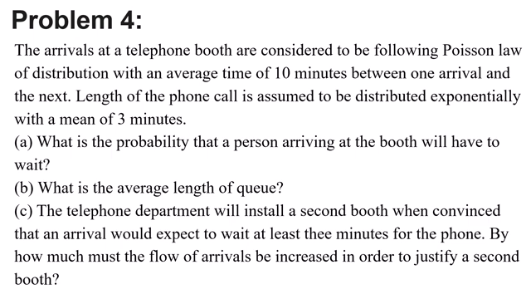Arrivals at a telephone booth are considered to follow Poisson's law of distribution, with an average time of 10 minutes between one arrival and the next arrival. The length of the phone call is assumed to be distributed exponentially with a mean of 3 minutes. What is the probability that a person arriving at the booth will have to wait, and what is the average length of a queue? The telephone department will install a second booth when convinced that an arrival is expected to wait at least 3 minutes for the service, and how much must the flow of arrivals be increased in order to justify the booth?